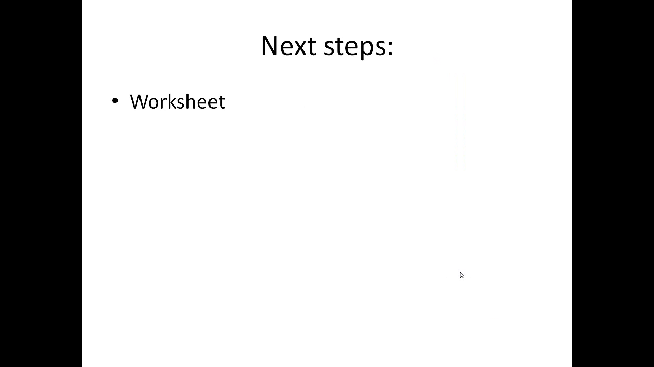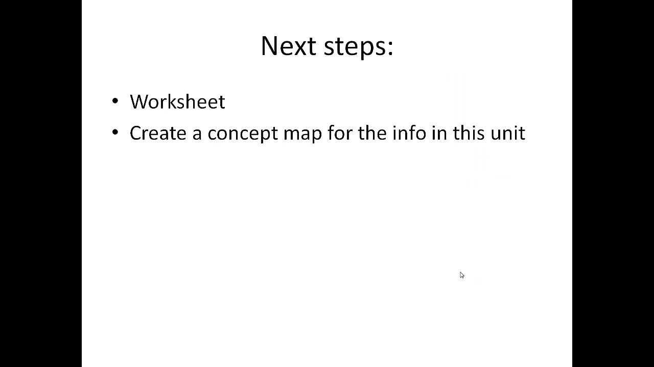Next steps, you have a worksheet to complete. Grab it from the crate. When you're done, you're going to turn that in. Your job is to create a concept map for the information in this unit. By now, you should have a good handle on how to do it. So you're going to complete this on a separate sheet of paper, make sure your name is on it, and turn it in. This is reviewing everything that you learned about in this unit.